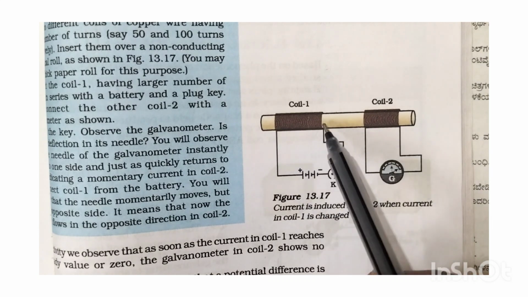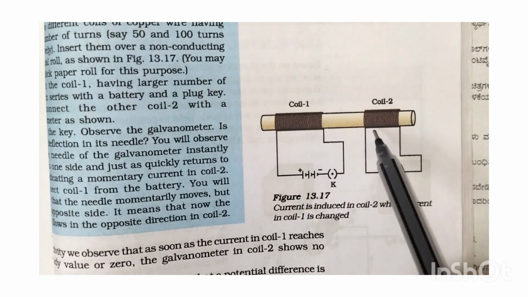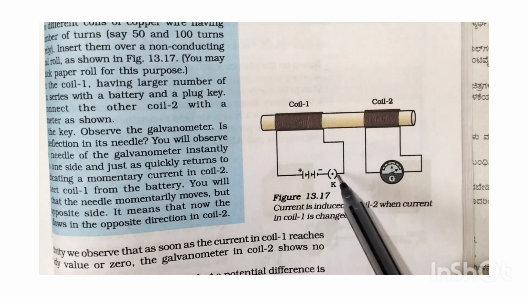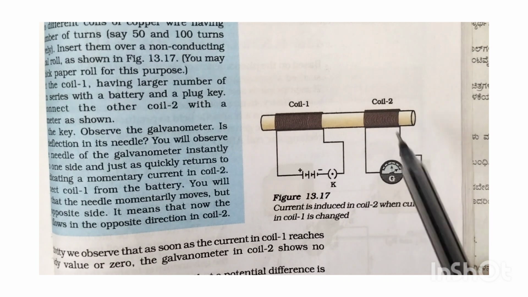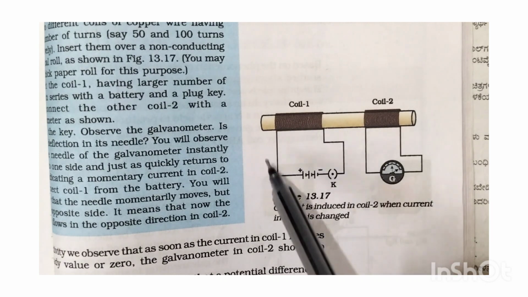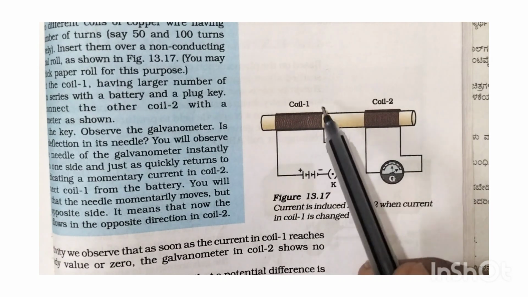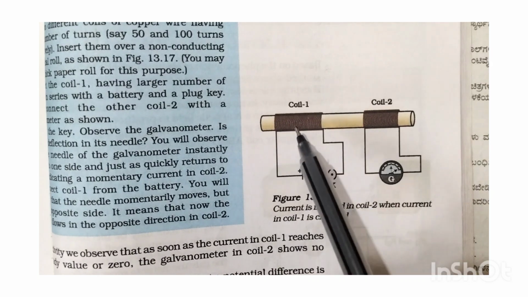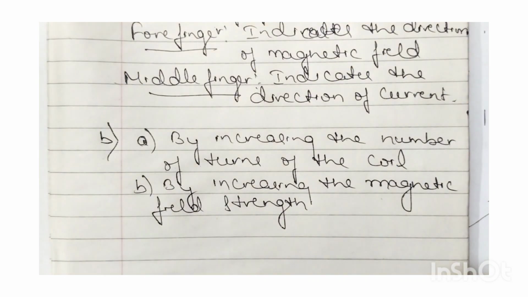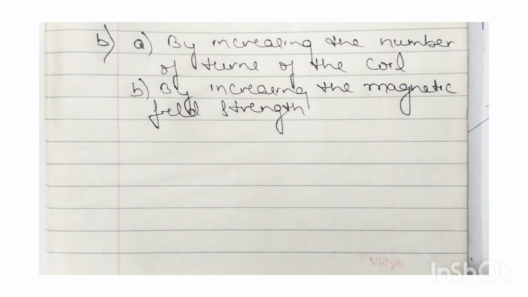The number of turns in the primary coil is more when compared to the number of turns in the secondary coil. Coil 1 is connected to a battery and plug key, and coil 2 is connected to a galvanometer. At the beginning, no current is passing through the coil, and hence the magnetic field in the coil is zero. Here we have to study two cases. The first is when the plug key is closed.